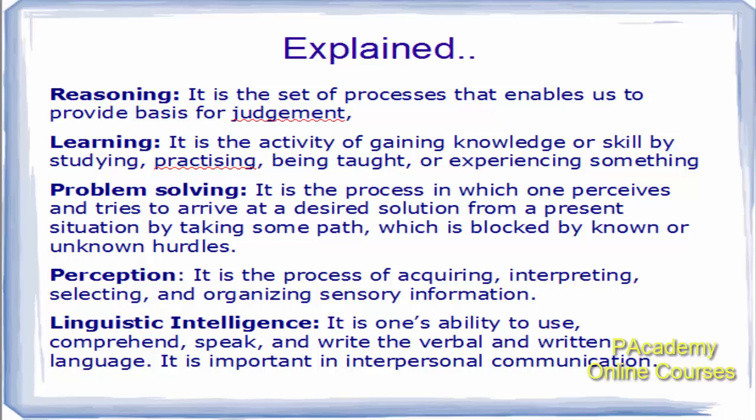Perception. It is a process of acquiring, interpreting, selecting, and organizing sensory information. So perception is our ability based on which we acquire information, we interpret information, we select what is good, what is bad, what we have acquired, what we have interpreted, and we are able to organize that information in our brain.